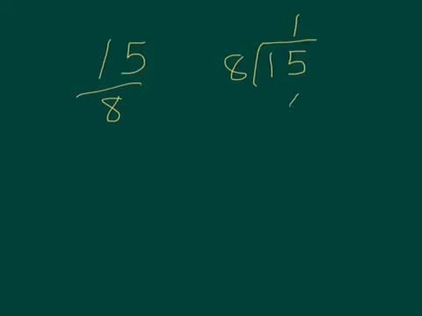We multiply 1 times 8 equals 8. We subtract that from 15, and we have 7 left over. Our remainder becomes our new numerator. We have 7/8 left. So our new mixed number is 1 whole and 7/8. Remember to make your whole number larger than your fraction.